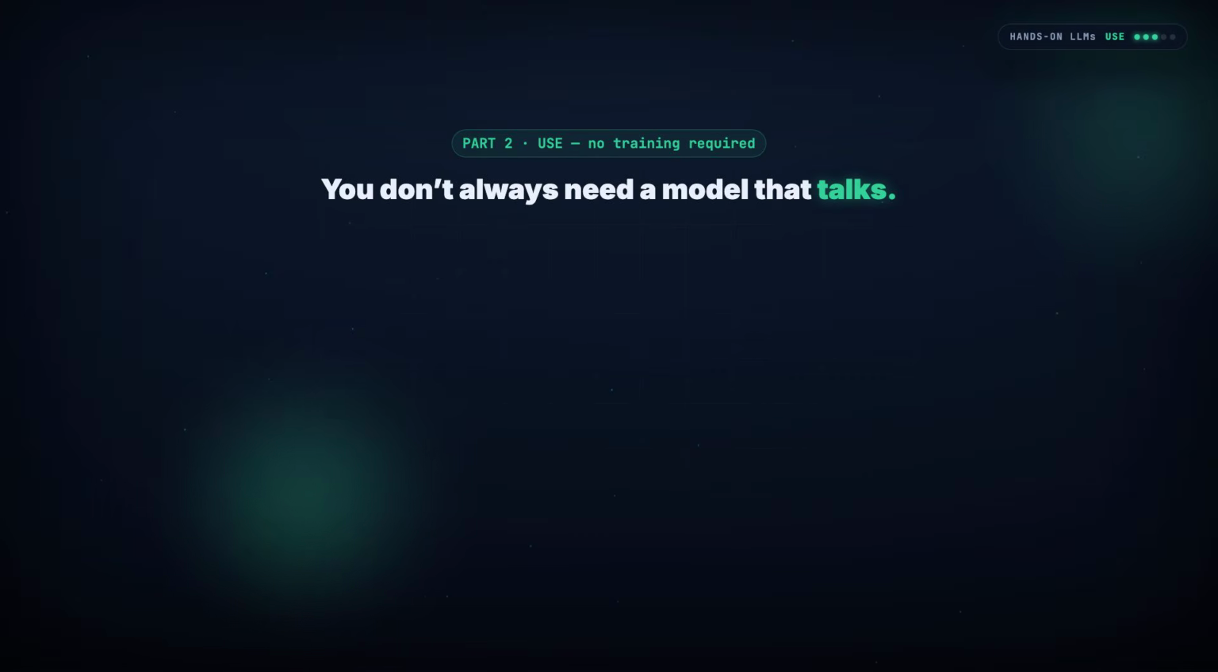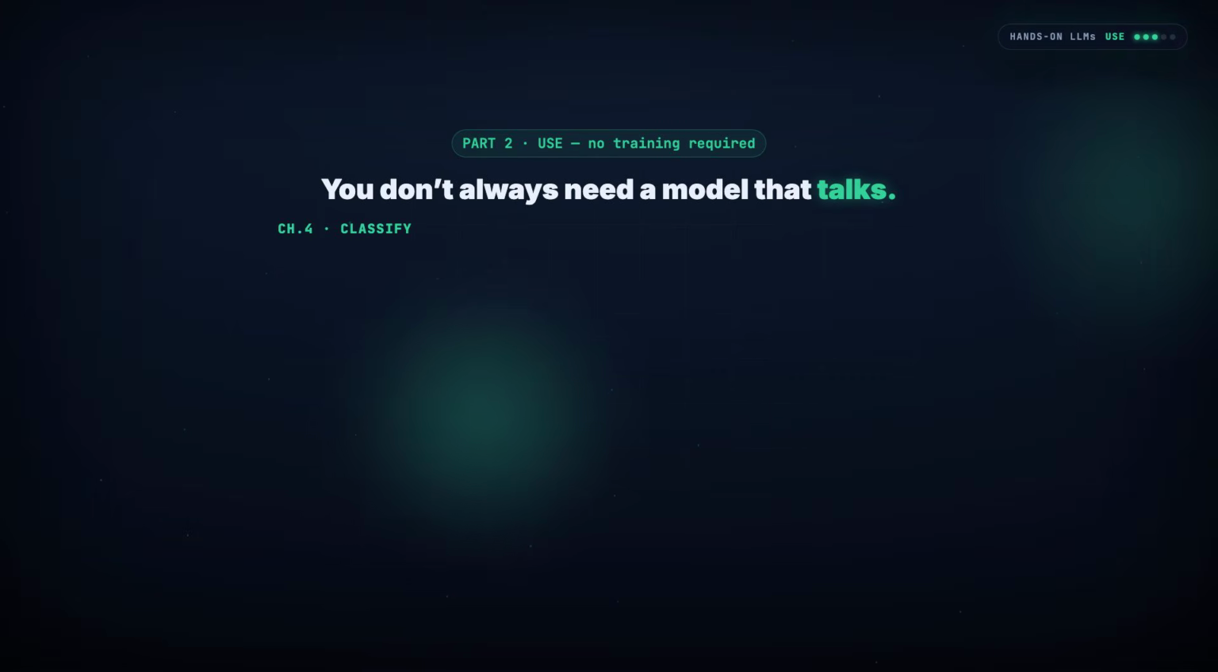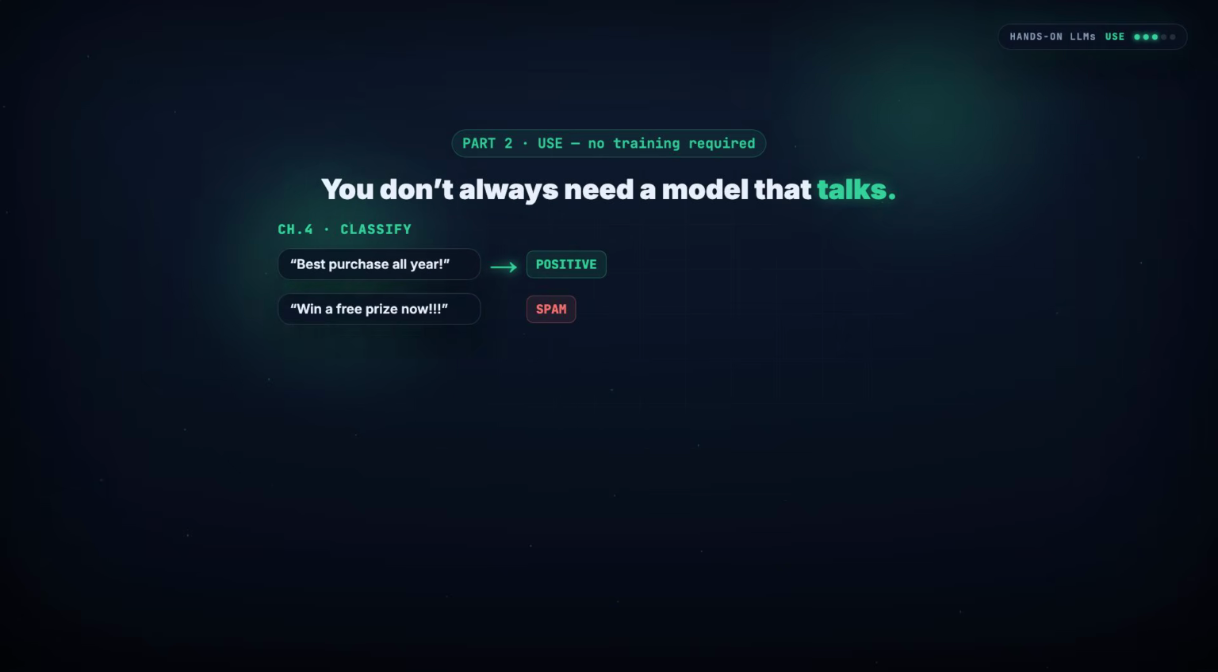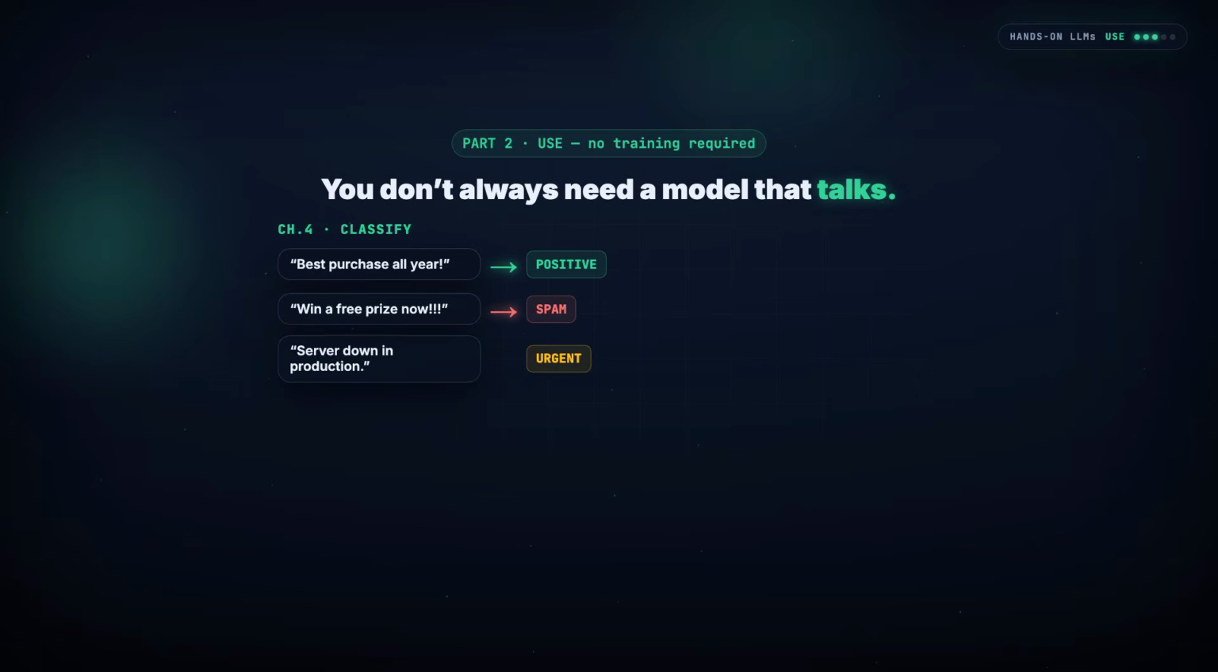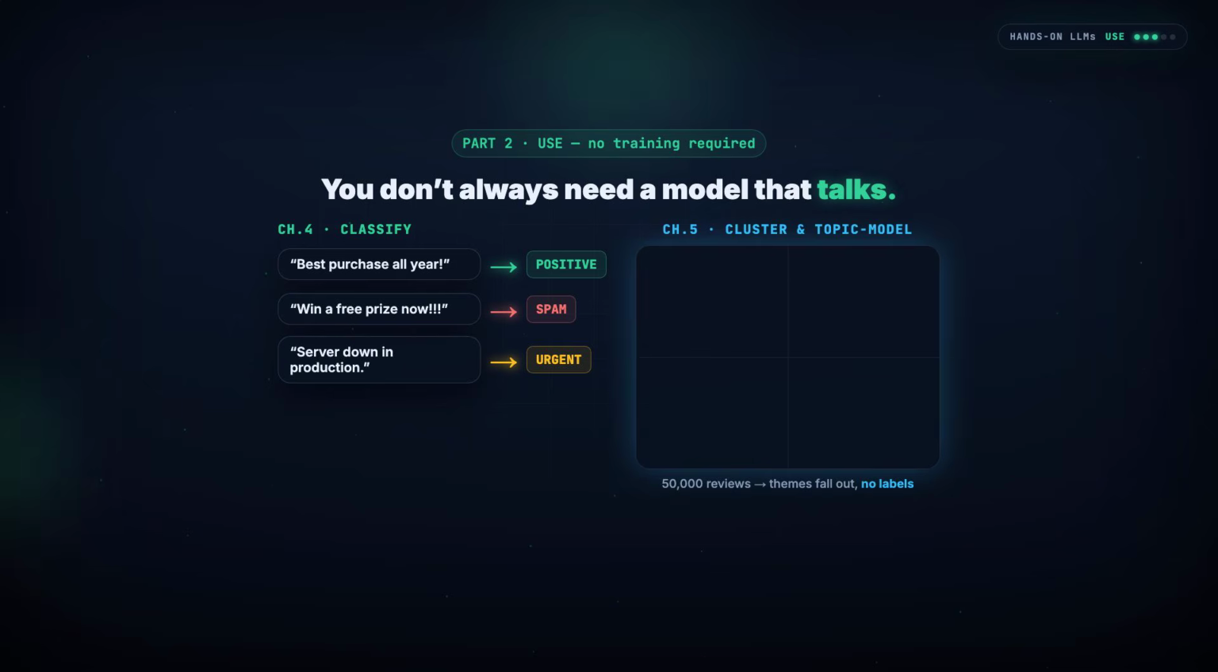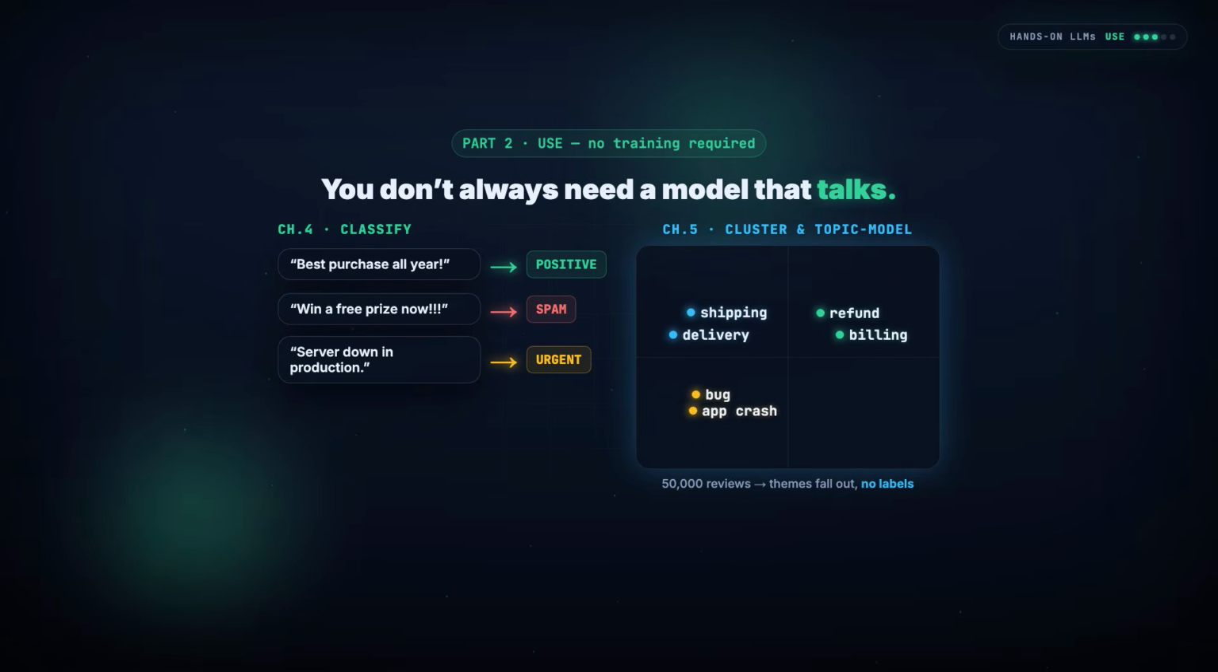Now, part 2, using these models without training anything. And the first lesson is the one most people miss. You don't always need a model that talks. Chapter 4 is text classification, handing the model a piece of text and getting back a label.